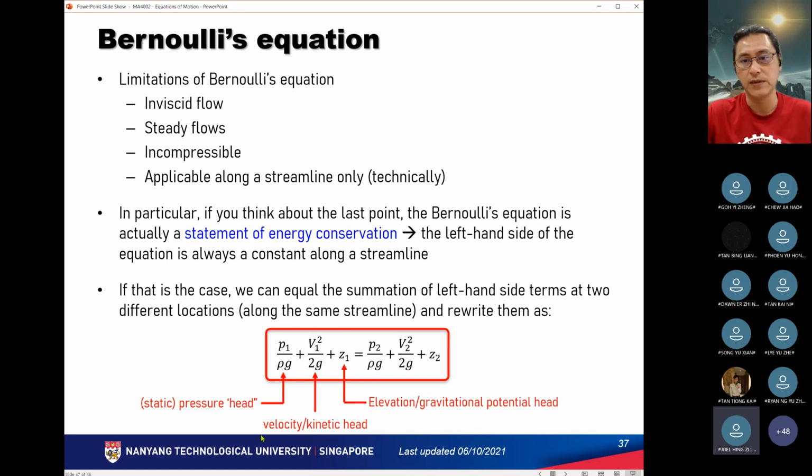Now some of you might be curious why we use the word head. It's just a very, very old term to describe energy. I think we're still using it as a matter of tradition, I suppose. So don't worry about this.